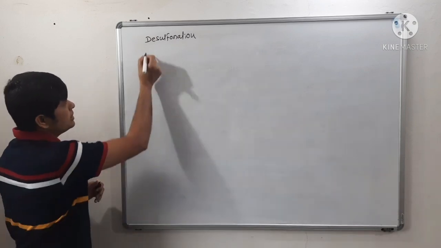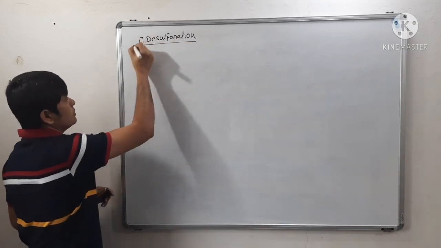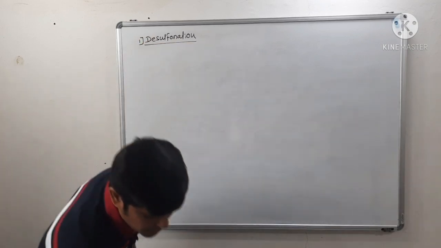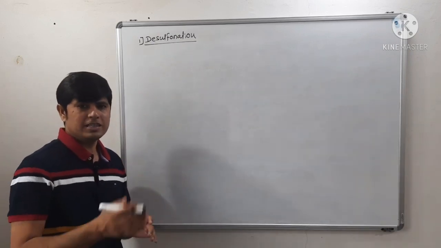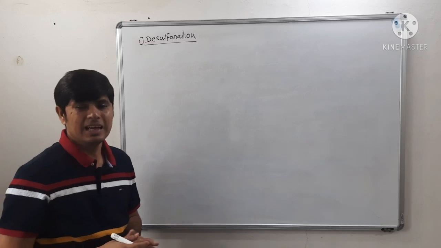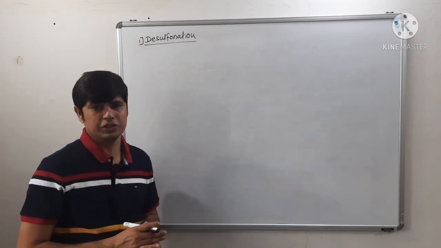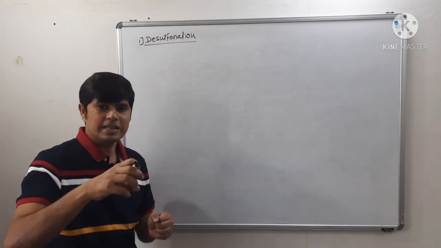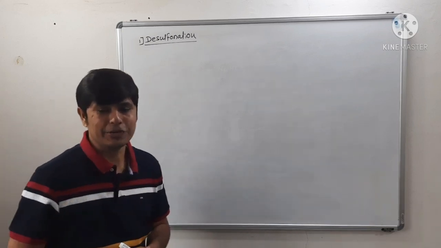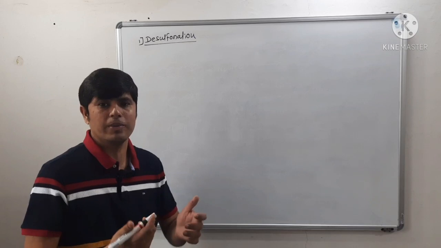Now let us start with desulphonation. What is meant by desulphonation? Before that we will go back and see what is meant by sulphonation. Sulphonation is nothing but the introduction of a sulfonic acid group into an aromatic nucleus. This is sulphonation of aromatic rings.